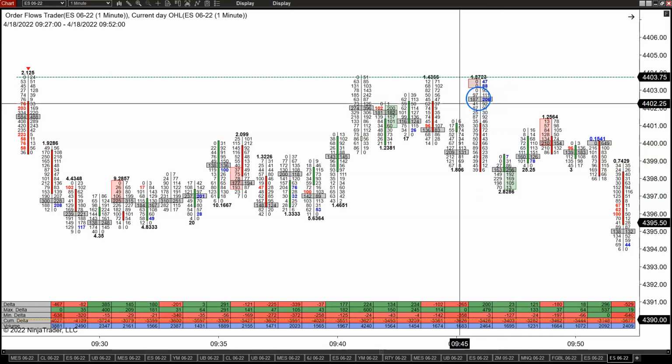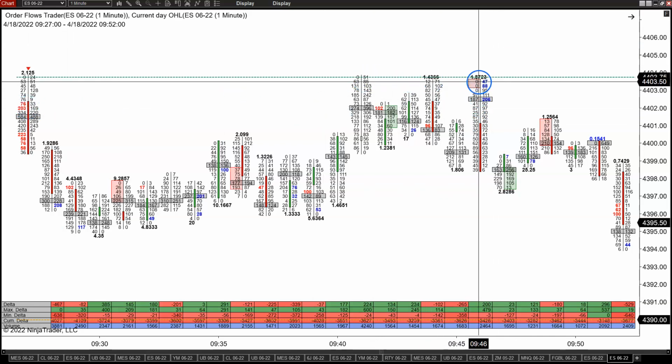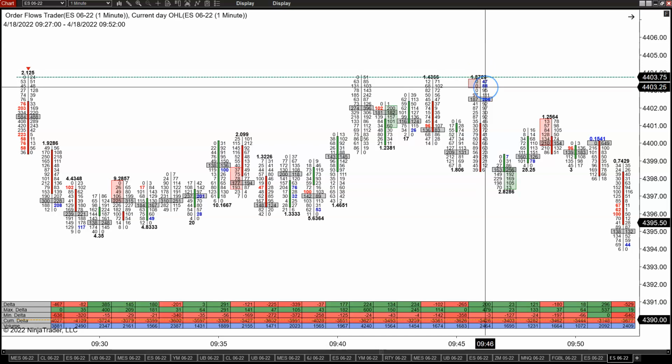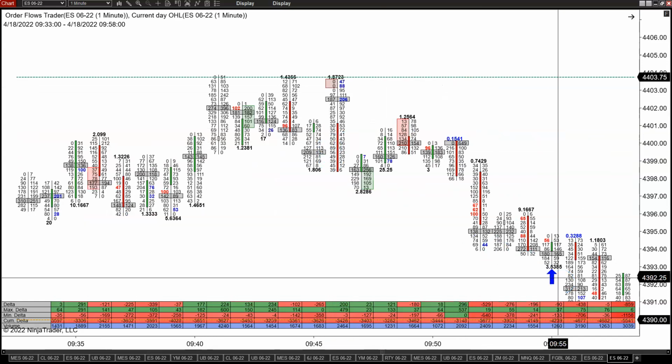And those buyers, we had the high here, so this is the second, third, this is the fourth time we're making an attempt at that high. And people are just tired, right? Traders, they're running out of bullets, so to speak, to take this market higher, and it doesn't go anywhere, right? And then the market eventually sells off from there.